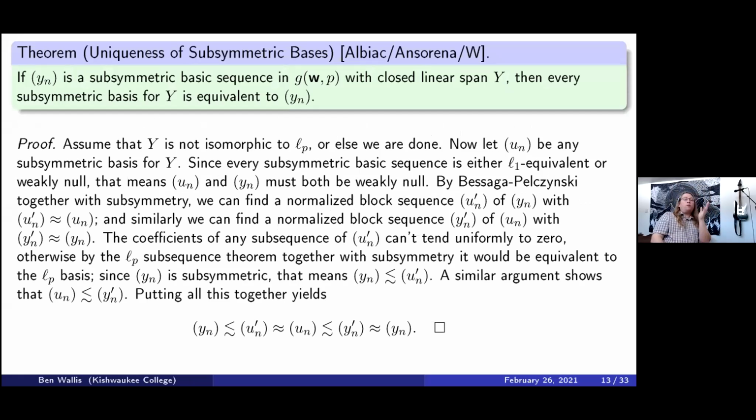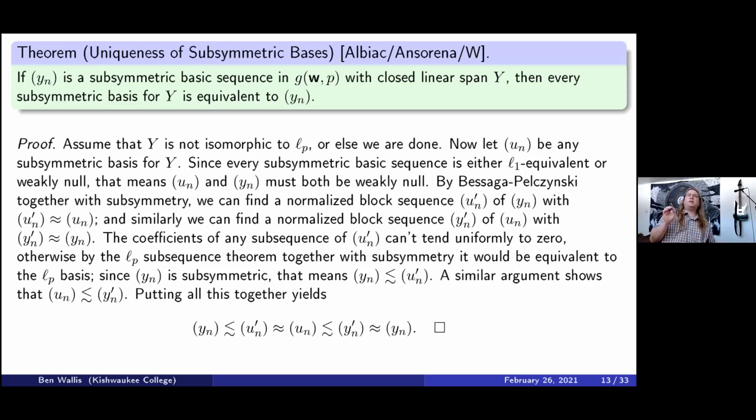One of the real nice properties of the Garling sequence space is that it has a unique, up to equivalence, subsymmetric basis. And well, how do you prove that? Well, that's not too hard. The proof's kind of elegant. In fact, you can actually do better. Let me catch myself here.